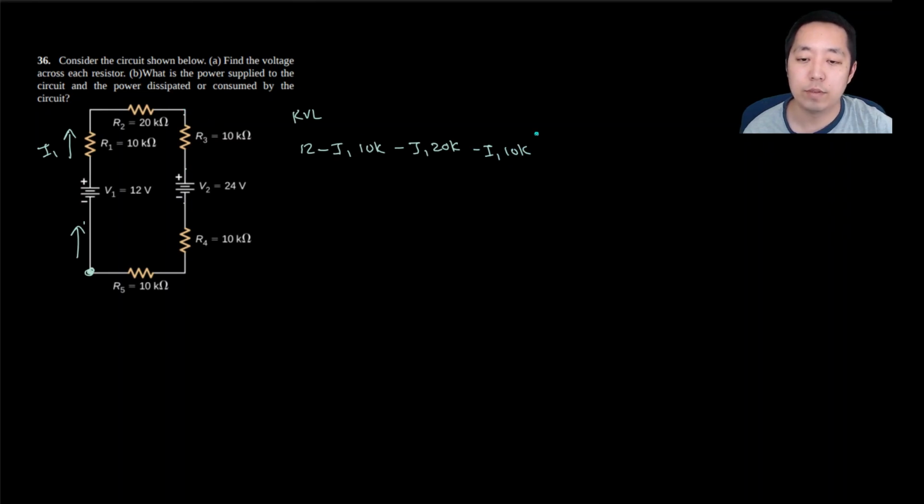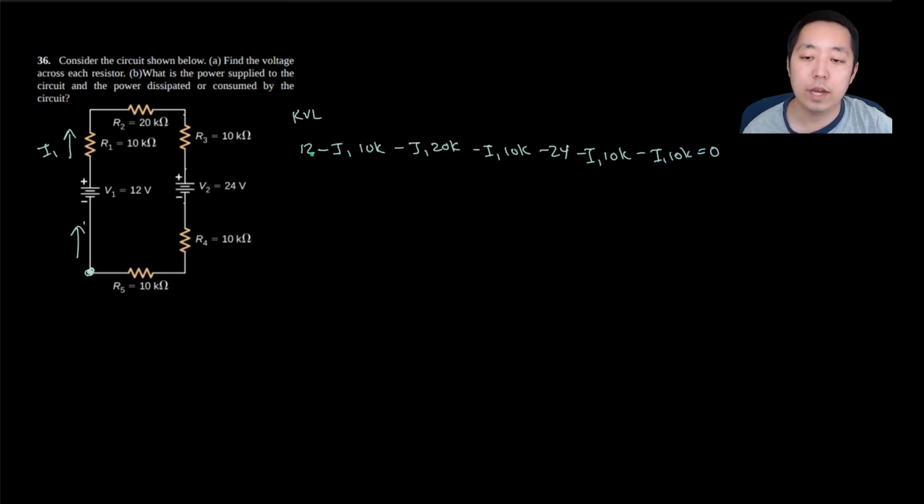In this circuit, the I1 just flows like this, so I'm always dropping voltage. Here I'm going to drop 24 volts, because this is the positive, this is negative. I drop 24 volts. And then I'm going to drop I1 times 10 kilo ohm. And then I'm going to drop I1 times another 10 kilo ohm. And that has to equal 0.